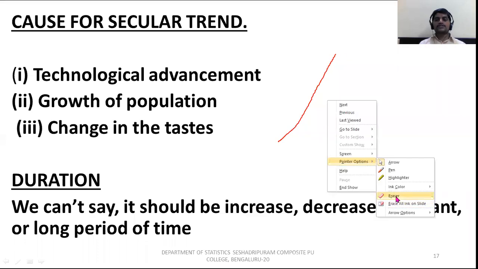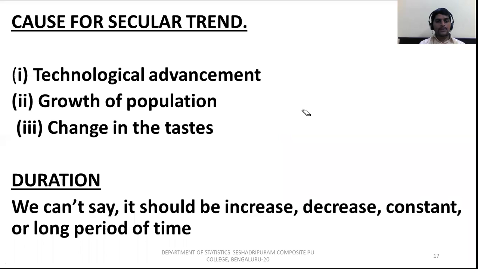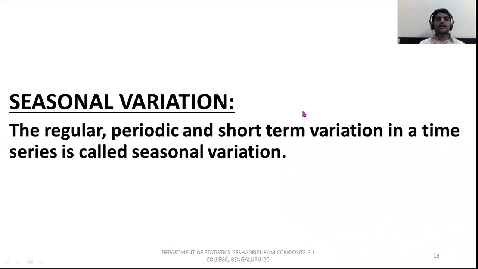So this is about the secular trend, the first component of time series: first the definition, then examples, then causes, then duration. The next thing, now we are going to move on to the seasonal variation.